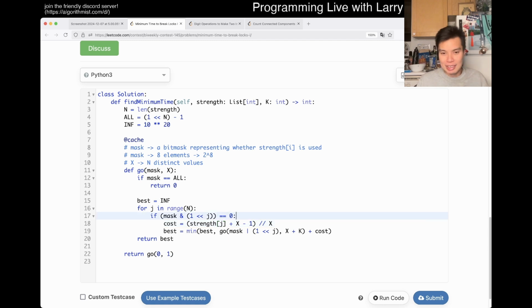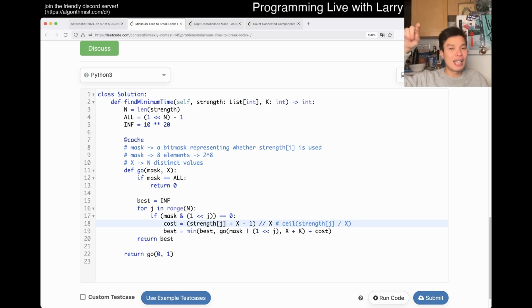The way that I would think about it is also to play around with real numbers. For example, if strength sub j is 10 and x is 3, then it takes 4 seconds.